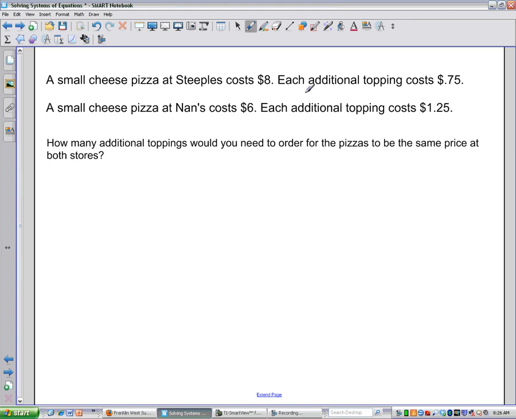Please don't go to Steeples or Nan's and tell them that I said you could get a pizza for this amount, or don't feel like anybody's ripping anybody off. It's just made-up math numbers. The only thing that is real is that Steeples exists and Nan's exists.